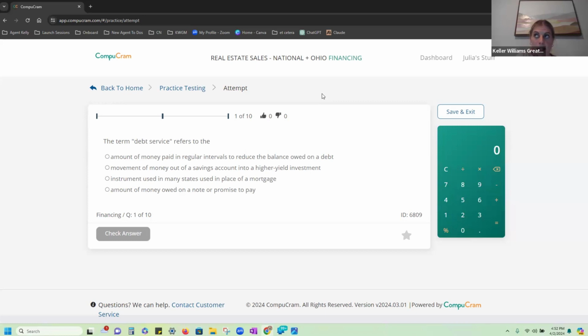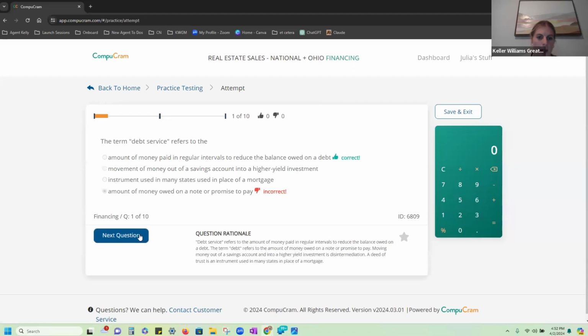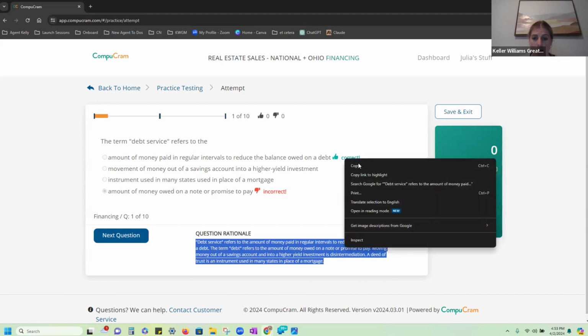This is kind of tricky because debt service would be another term. All right, good job, D. So the correct answer is A. The amount of money paid in regular intervals to reduce the balance owed on a debt. So when debt service comes into play, it's basically lowering the amount of payments to then pay off your debt. So smaller increments of payment. Yeah, that was a tough one.